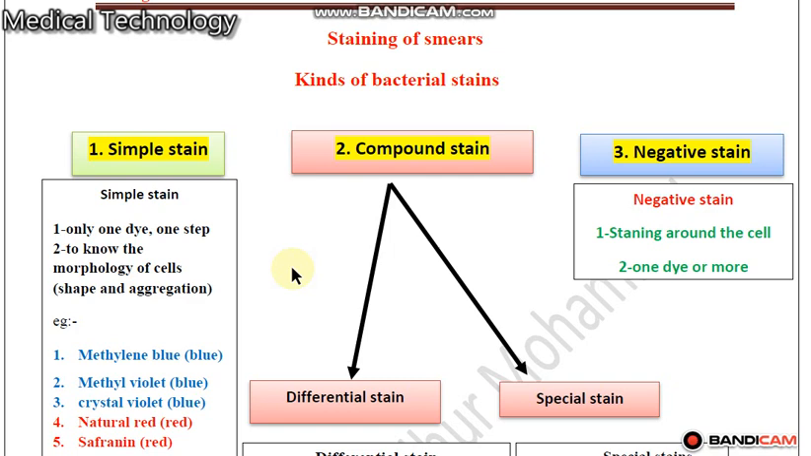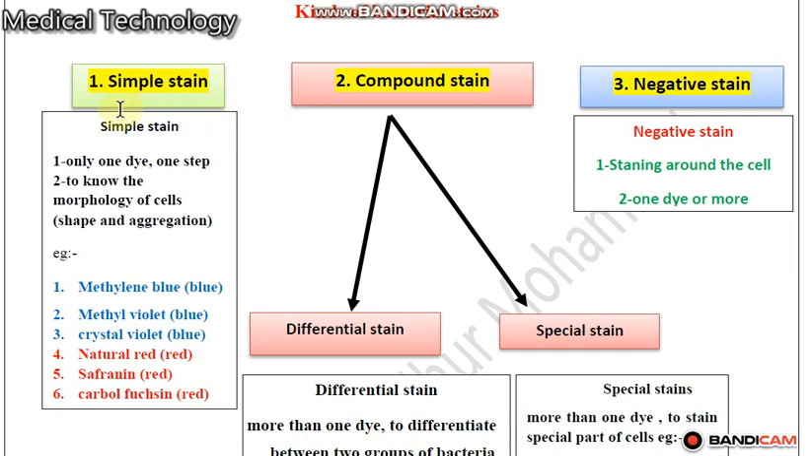This is lecture number 10, part 1, about the staining of bacterial smear. Firstly, we must know what the kinds or types of bacterial stains are. The kinds of bacterial stains are divided into three main kinds or types: simple stain, compound stain, and negative stain.